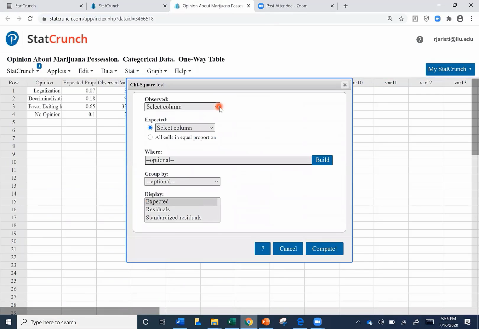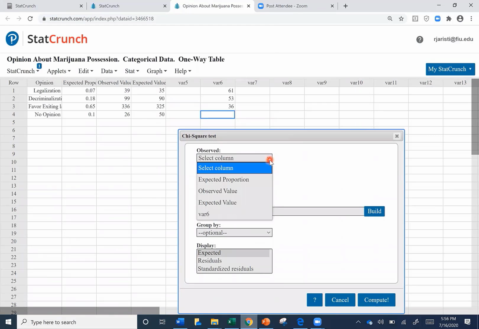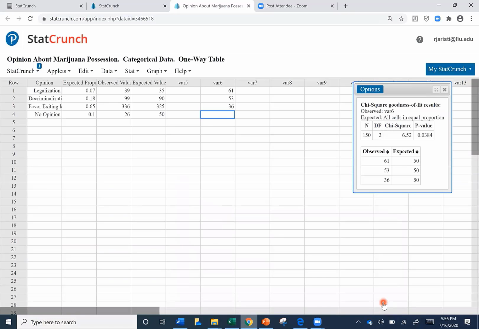Here, where is my data located? My data is in variable 6, but you can change the name. Because we have no expected values given, we select all cells in equal proportions. That is my expectation, all cells in equal proportion. Then click compute and you will obtain the results: chi-square and p-value.